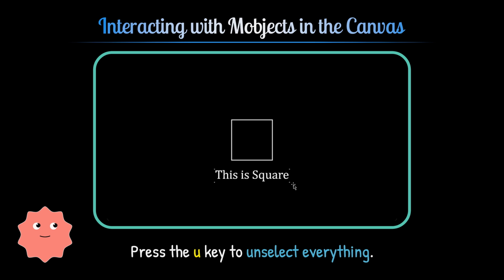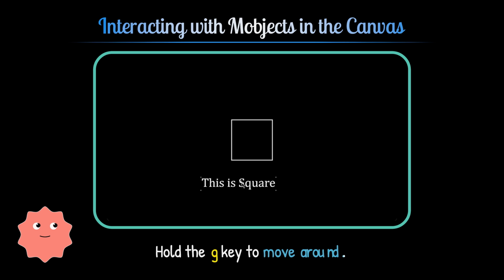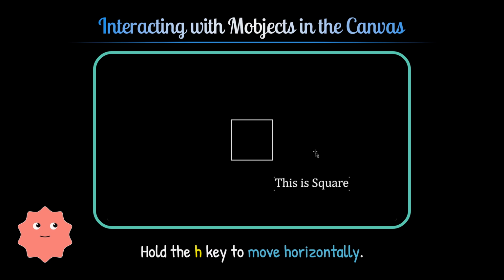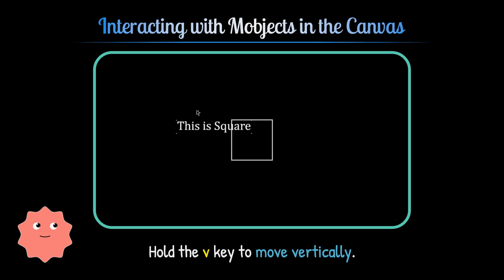And to move it on the canvas, hold the G key and move the cursor around on the canvas. For some reason, let's assume I want to move it horizontally in a straight line. All I need to do is hold down the H key while moving the cursor. And for the vertical movement, the key is V. So I hold down the V key while moving the cursor to move my object in a vertical motion.